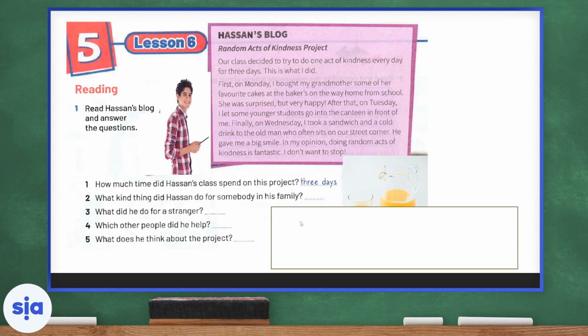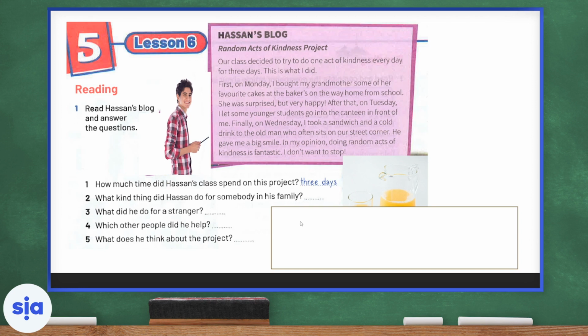Random Acts of Kindness project. Our class decided to try to do 1 act of kindness every day for 3 days. This is what I did. First, on Monday, I bought my grandmother some of her favorite cakes at the baker's on the way home from school. She was surprised, but very happy.